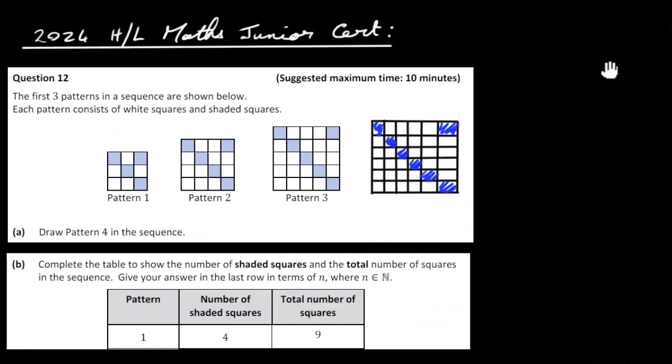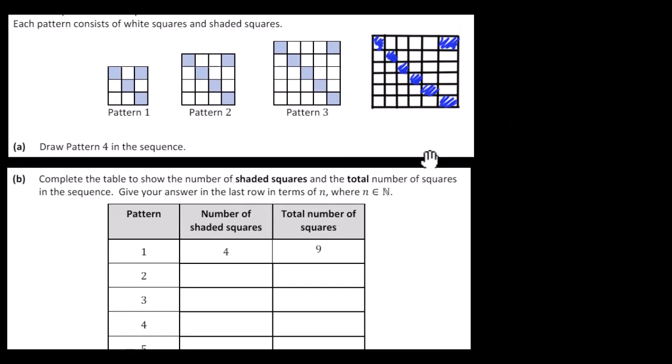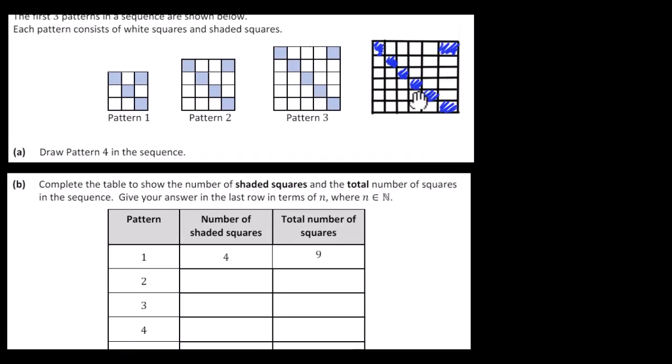So let's have a look at the 2024 Higher Level Maths Junior Cert paper, question 12. The first three patterns in a sequence are shown below. Each pattern consists of white squares and shaded squares. Draw pattern 4. So I've done that here.